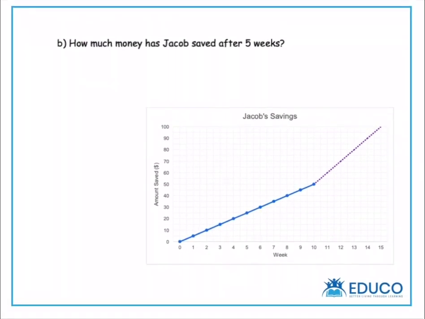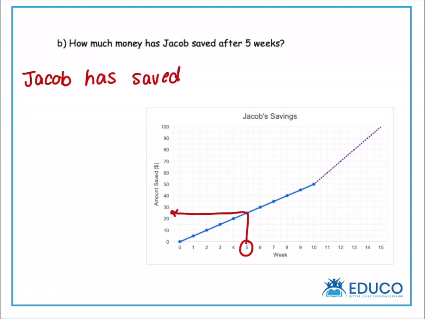So I can see that Jacob right here is on the 5-week mark, and I move all the way up until I find my line, and if I look over onto the y-axis, I can see that I'll fall between the number 20 and 30. So that must mean that Jacob has saved, what's between 20 and 30? $25 after 5 weeks.